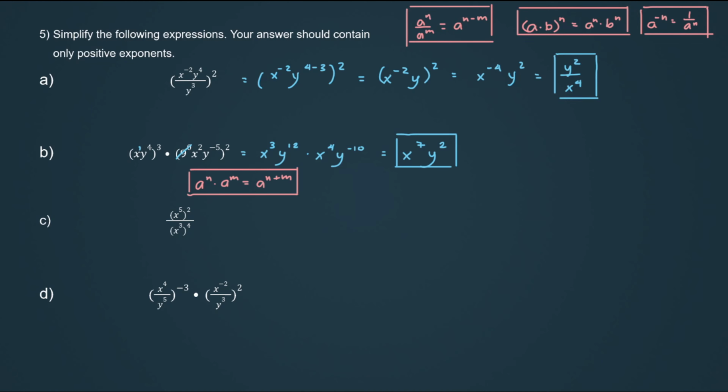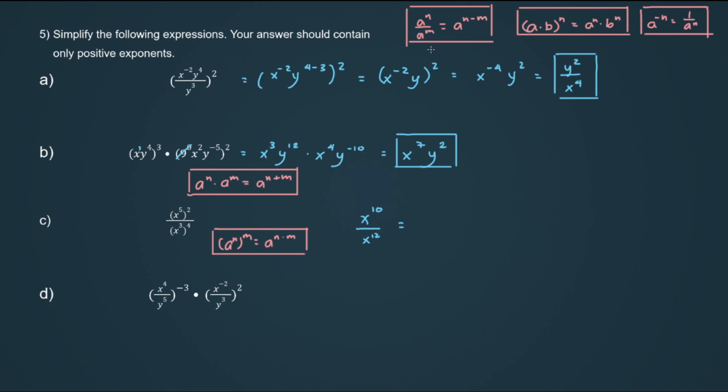Now, for question 5c here, we have something raised to an exponent, raised to an exponent. So remember, a to the n to the m is equal to a to the n times m. If you have something raised to an exponent, we multiply those two exponents together. So x to the 5 times 2 is 10, divided by x to the 3 times 4 is 12. And so now we have x to the 10 divided by x to the 12.